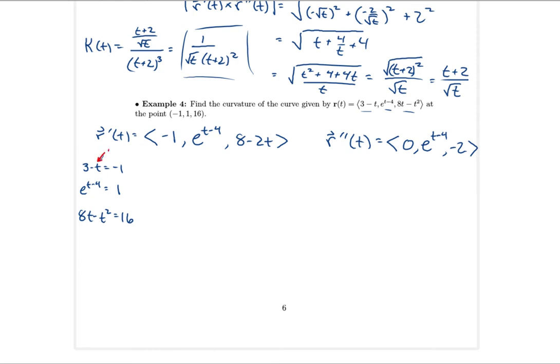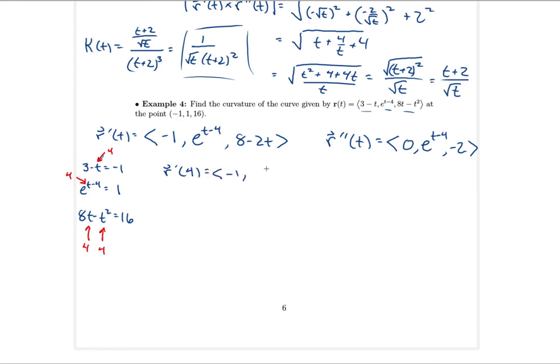In order to make this equal negative 1, t should be 4. t should be 4 in order to make this equal 1. So if we put 4 in here, that should equal 16, and in fact it does. So that means we need to do this at t equals 4. So what I really need is r prime of 4.